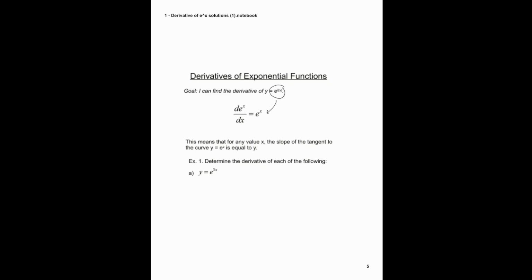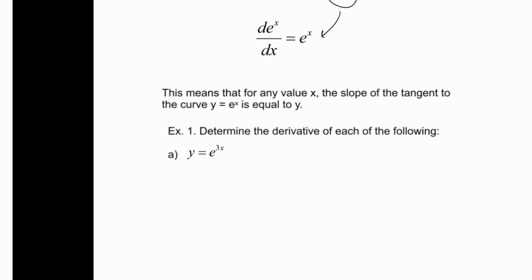So let's see what happens if we add a little extra in there, not just e to the x. So instead of e to the x, it will be y equals e to the f of x. So let's look at this one. So we have y equals e raised to 3x. So think about the chain rule and Leibniz notation as we look at this derivative.